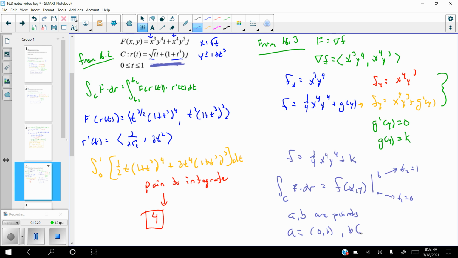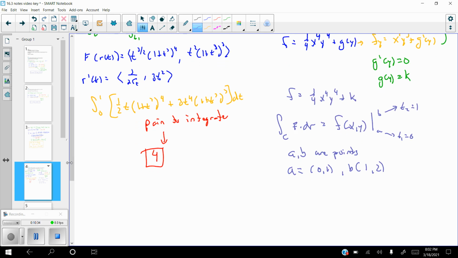B is plugging in 1, so we're going to get the square root of 1, which is 1. And then 1 plus 1 cubed is 2. So B is the point 1, 2. So now we can utilize the fundamental theorem for line integrals, which says that the line integral of F dot dr is going to equal our original function, which is 1/4 x to the 4th y to the 4th. Now we really don't need the k here because the constant's going to go away. Evaluated from the point 0, 1 to the point 1, 2.